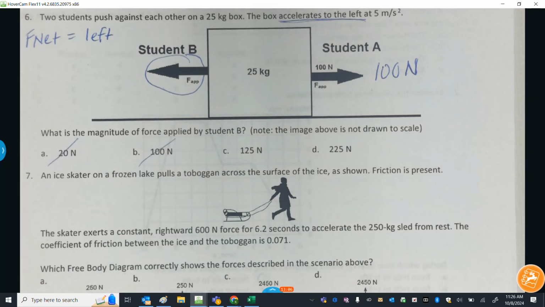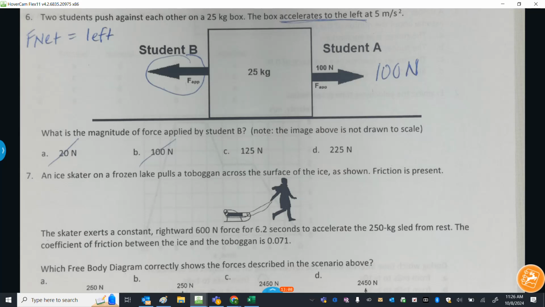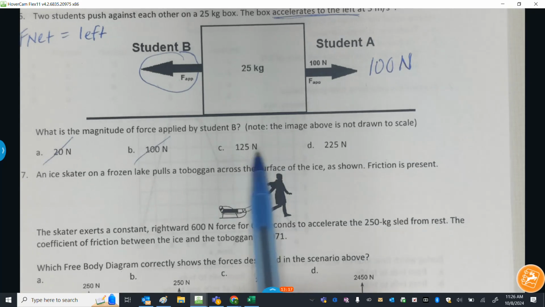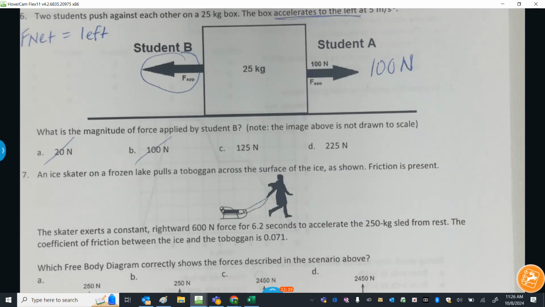So right off the bat, you have a 50-50 shot if you just read it and think about what it's saying without even trying to do the math. Okay, and you can do that a lot of times. You can start eliminating some things. So it's either 125 or 225. So let's see which one it is. Now we have to do some math.